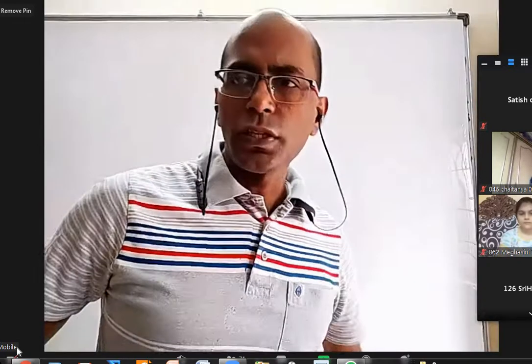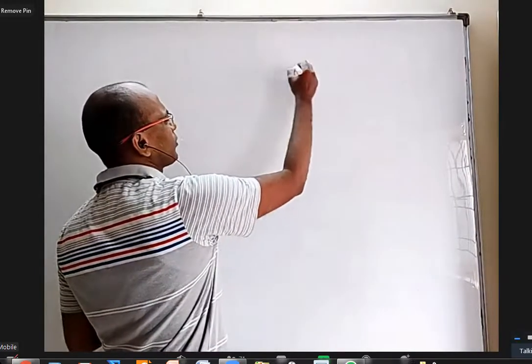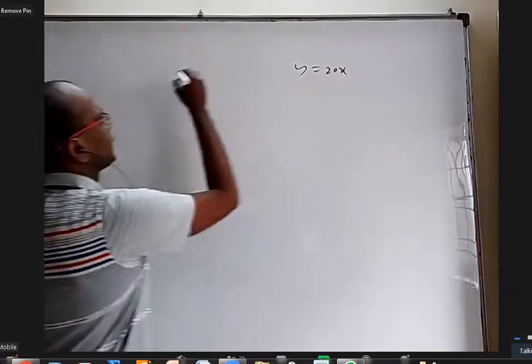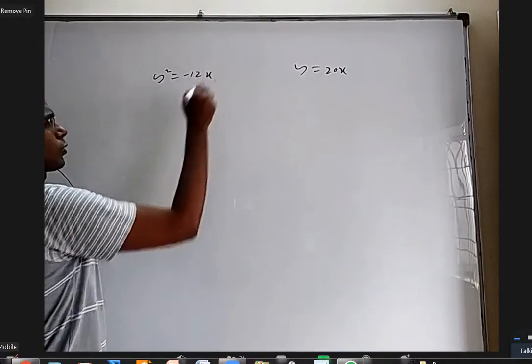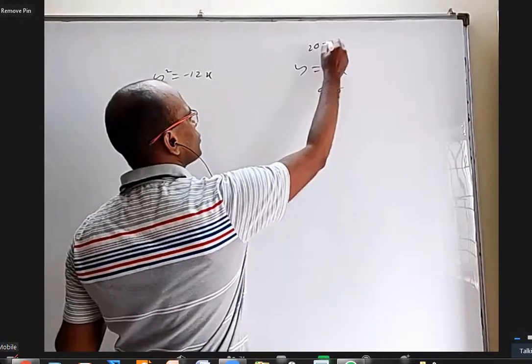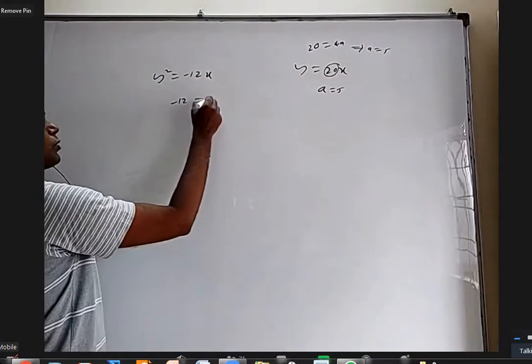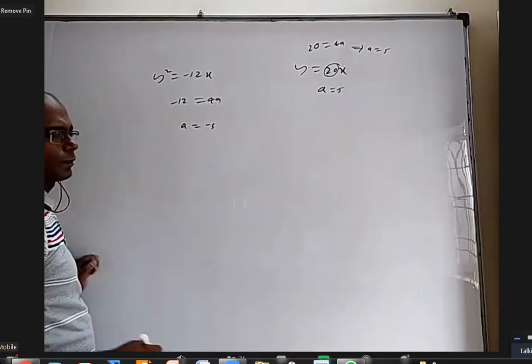All right. Yesterday we discussed the simplest form of parabola, y square equal to 4ax, and we wrote some details of that. I just want to tell about this. Let us take y square equal to 20x and y square equal to minus 12x. Here a is 5 because we equate 20 to 4a, so a will be 5. If we equate minus 12 to 4a, a will be minus 3.